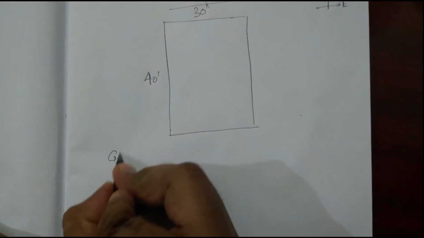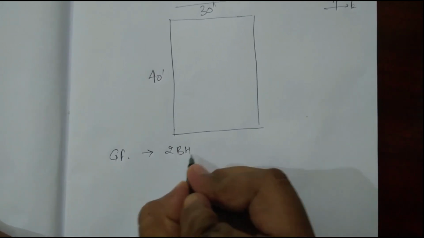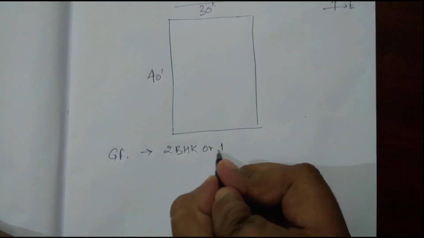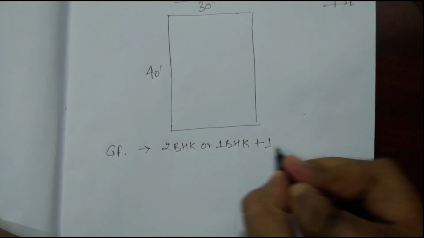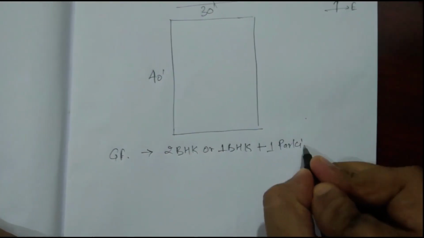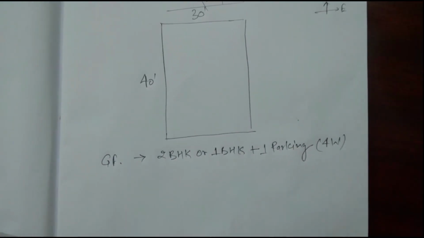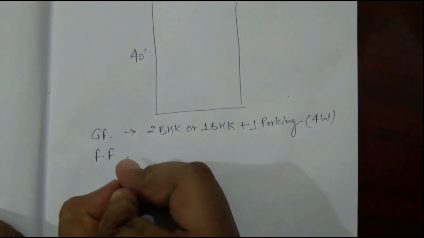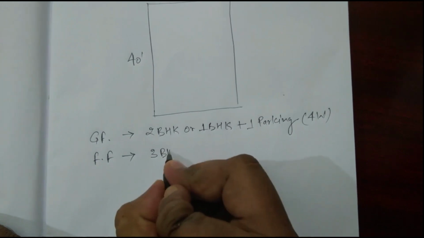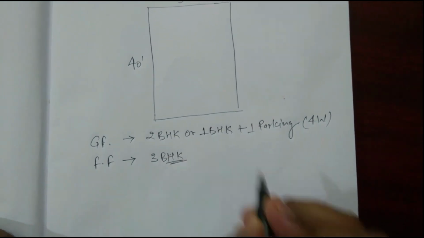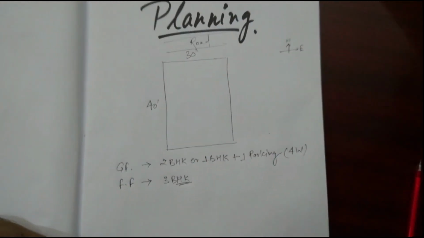Now we'll note down the basic requirements of the client. Ground floor requirements: 2 BHK, that is 2 bedrooms, hall and kitchen, or 1 BHK, and an additional parking space. So it will be a 2-story building, or a G+1 building. The parking space should be such that one 4-wheeler can be parked. And the first floor requirement is a 3 BHK, that is 3 bedrooms, hall and kitchen. So these were the basic requirements of the client.